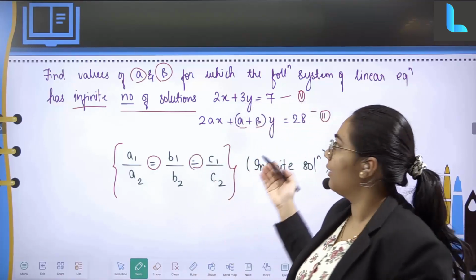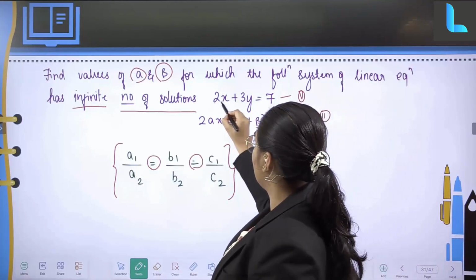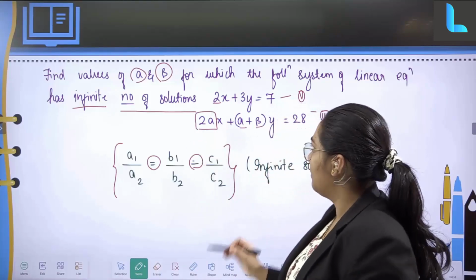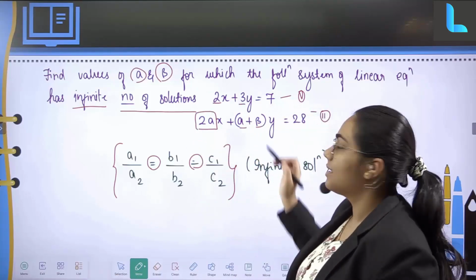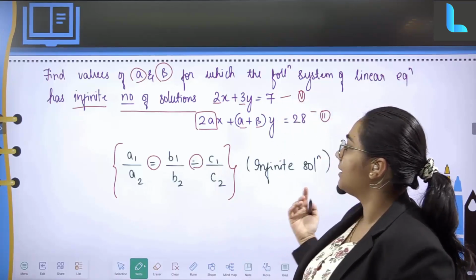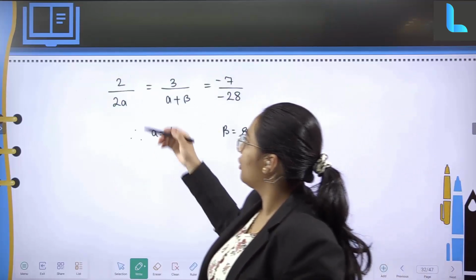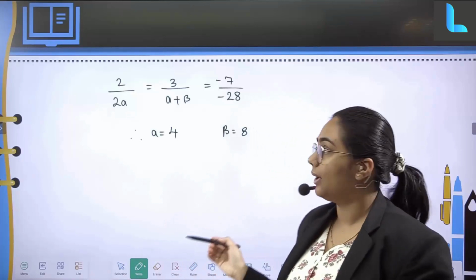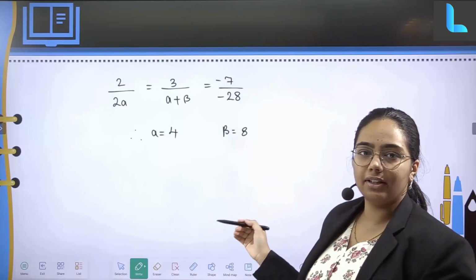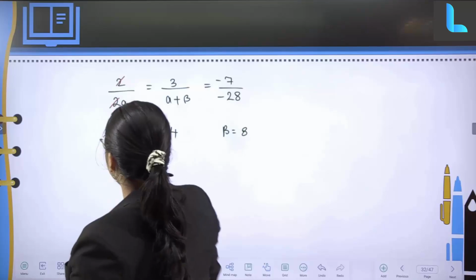Now I just have to substitute the values from these 2 equations. a1 is equal to 2, a2 is equal to 2a. Similarly, b1 is 3 and b2 is a plus b, and c1 is minus 7 and c2 is minus 28. In the same manner, 2 divided by 2a is equal to 3 divided by a plus b is equal to minus 7 divided by minus 28. So 2 and 2 get cancelled.